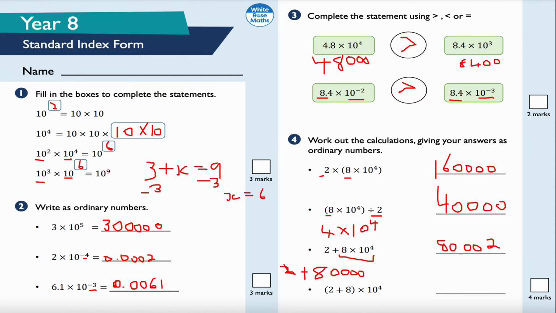The next one, 2 plus 8 times 10 to the 4. Well, 2 plus 8 is 10. 10 times 10 to the 4 is actually equal to 10 to the 5 when I add my exponents together. Okay, so it's going to be 10 and then 5 zeros. So this 0 is not actually part of it. So it's 10 and then 5 zeros.